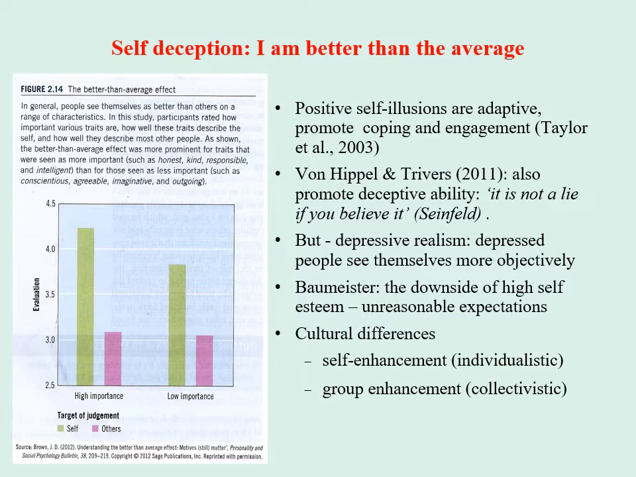If you convince yourself of your particular qualities, then you might be more effective in persuading others that they are true. There are a couple of downsides with positive biases as well. Clinical research shows that people who are depressed are more accurate than people who are not depressed, the so-called depressive realism phenomenon. So depressed people curiously see themselves more accurately and objectively than the non-depressed.